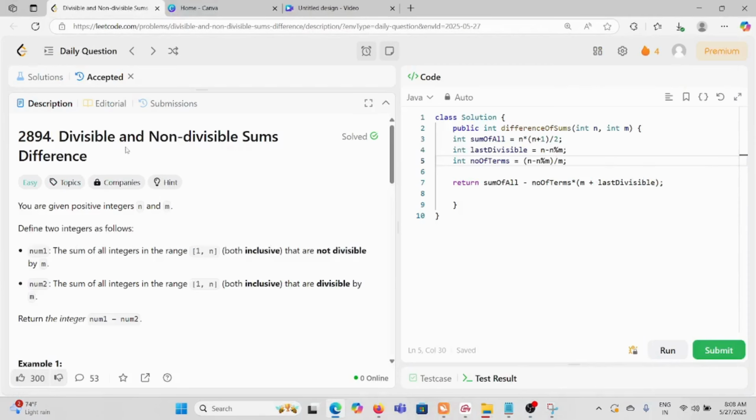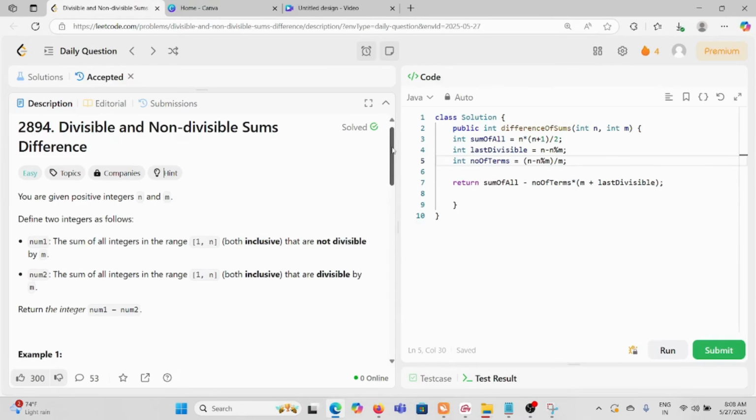LeetCode problem. Today we are solving this divisible and non-divisible sums difference. This is a very simple question if we use a for loop, but we are supposed to do it in O(1) without using any for loop.